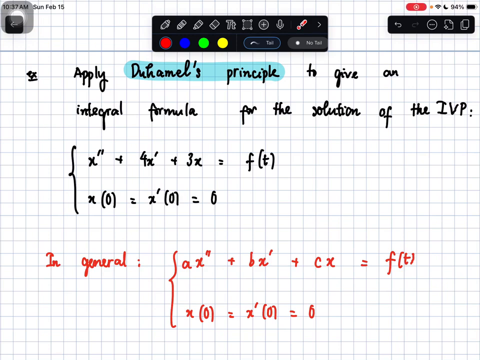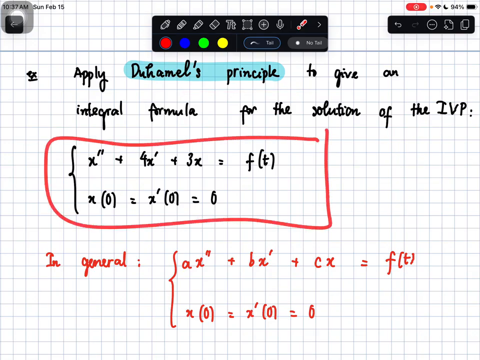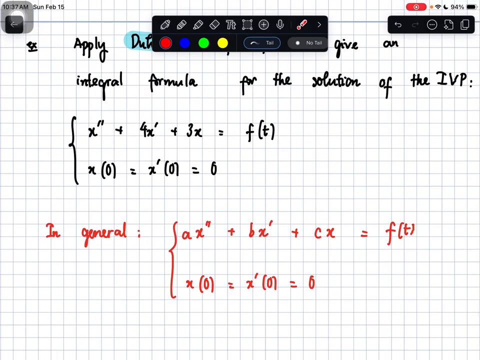For example, we have the so-called Duhamel's principle. This principle will help us solve this initial value problem, or in general, we have this type: a x double prime plus b x prime plus c x equal to f of t. So f of t is just a function in terms of t.